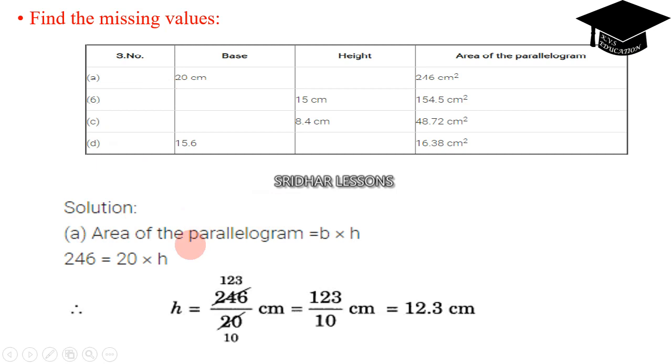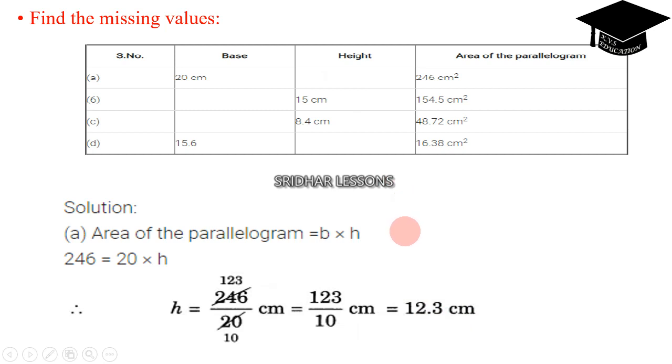For the first one, the area of the parallelogram is base into height. He has given the base and the area of the parallelogram. So height equals, the formula is B into H. So 246 is the area, which equals 20 into H. Therefore H equals 246 by 20. Upon cancellation, 123 by 10 centimeters. This equals 12.3 centimeters upon simplifying. So here we have to write 12.3 centimeters.